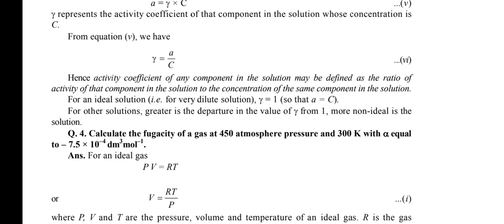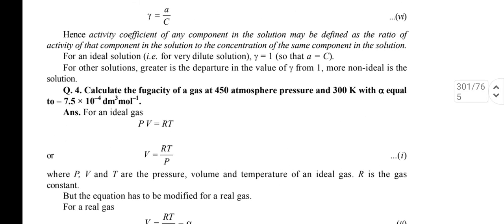For an ideal solution, that means for a very dilute solution, gamma equals 1. For other solutions, the greater the departure in the value of gamma from 1, the more non-ideal the solution is.